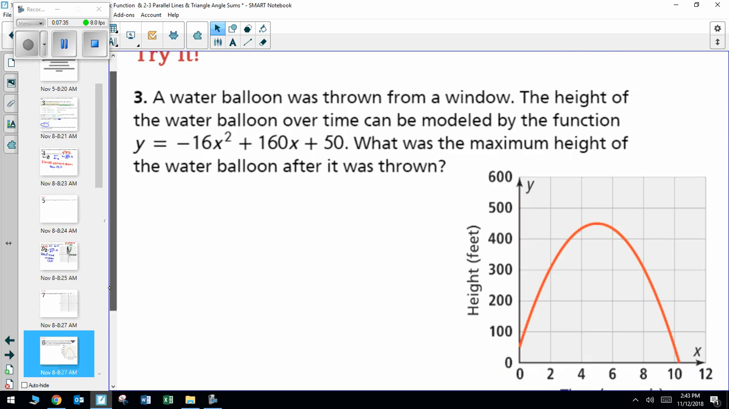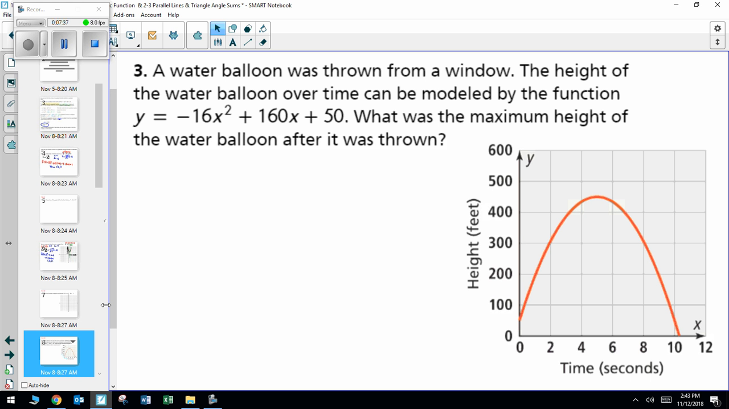Now you may also have to interpret a graph and what it means to be a vertex. So here we're given a height of a water balloon over time modeled by a function. We want to know the maximum height of the water balloon. This is asking us to find the vertex.